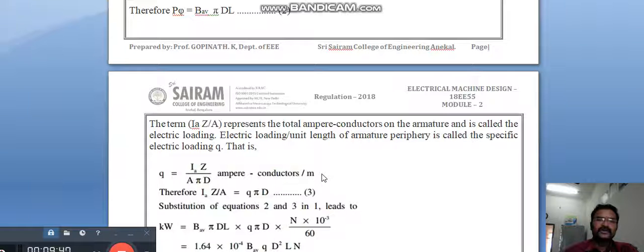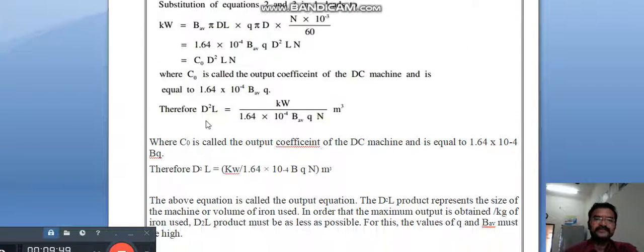So the output equation is D square L is equal to kW divided by 1.64 into 10 to the power of minus 4 B_av q n meter cube.